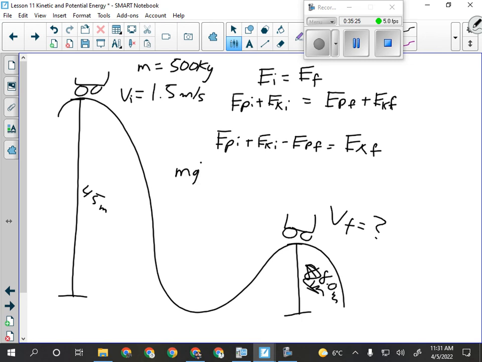M times G times H initial plus 1/2 MV initial squared minus MGH final equals 1/2 MV final squared. Okay, at this point you have a choice. What's in every term? What can I do with something that's in every term? I can cancel it. You can leave it in there if you want, but in this situation, you don't need it. You're not being asked to calculate EKF.